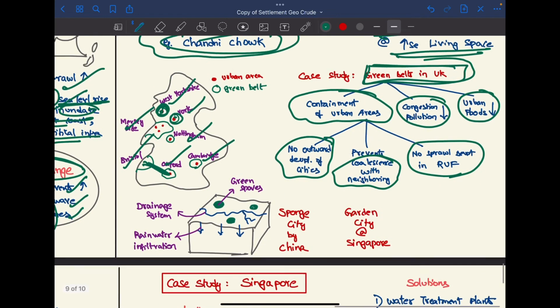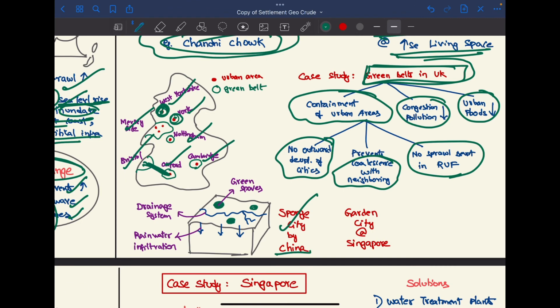And another thing we can look into is the sponge city concept by China and the garden city concept with Singapore. Sponge city is basically letting the drainage system of the city be the way it is and developing the green spaces, letting the rainwater infiltrate into the city. This is the sponge city concept of China.